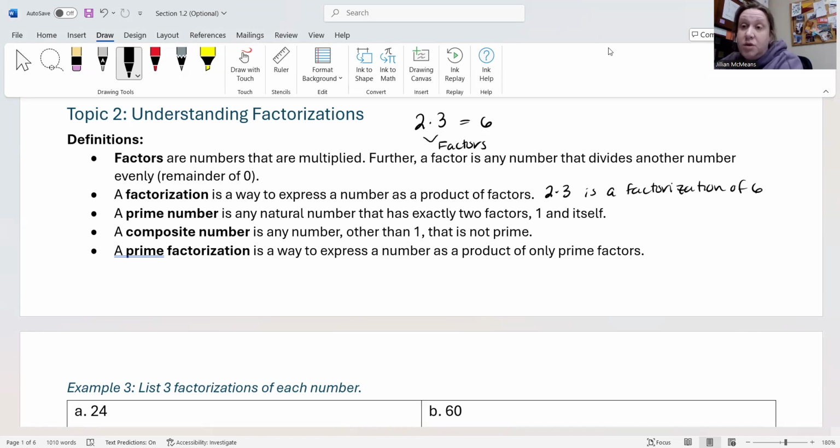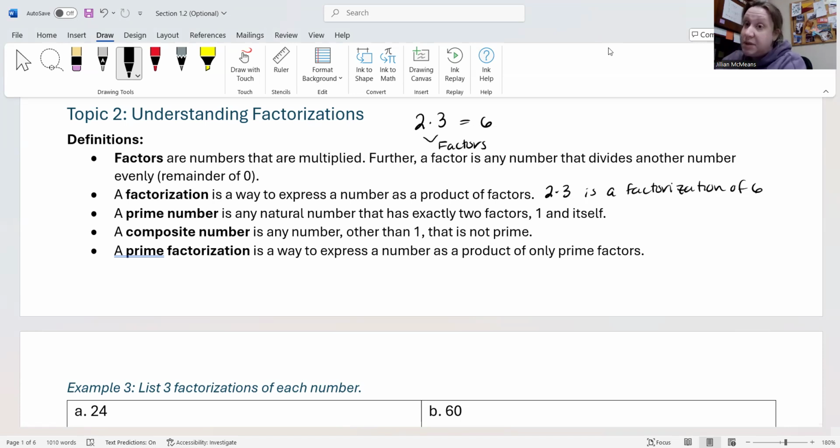So there's no way to write a factorization of a prime number other than just taking that number and multiplying it by one. Like 3 is a prime number. There are no two natural numbers that would multiply to give us 3 other than just 1 and 3. 11 is a prime number. There's no other way to write 11 as a factorization other than just 11 times 1.